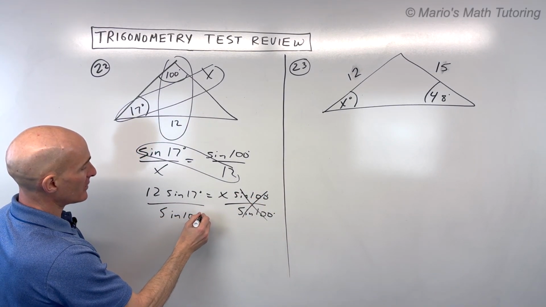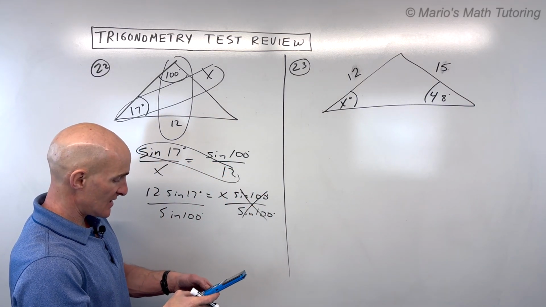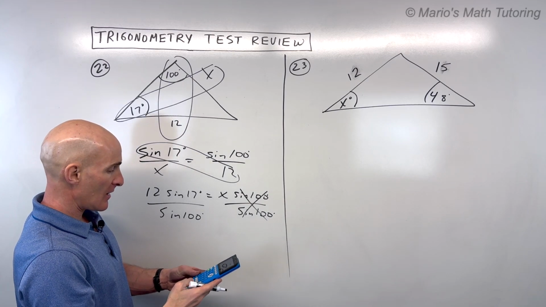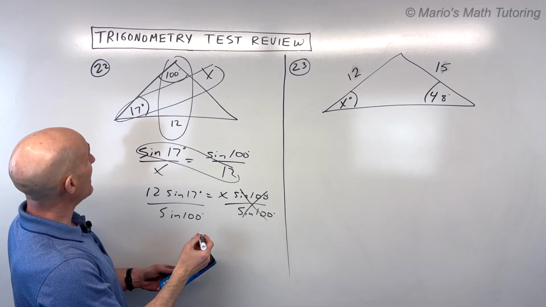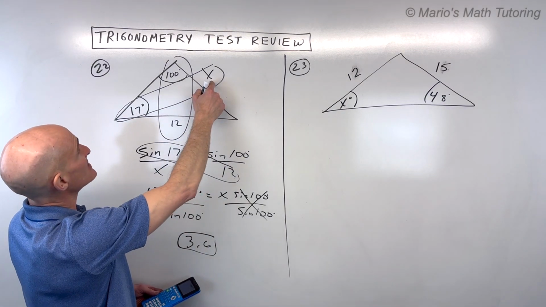And we're going to go to the calculator. Make sure your calculator's in degrees. Let's see what we get here. We've got 12 sine 17 divided by sine of 100. I'm getting 3.56, or I'll just round to about 3.6. That's this missing side right here.